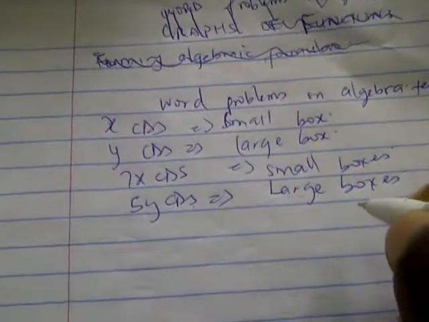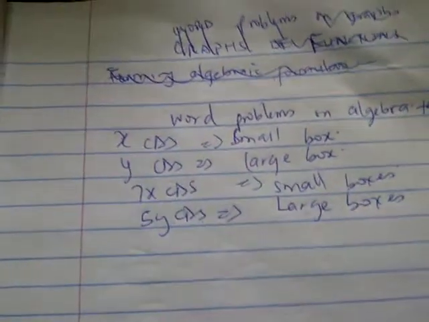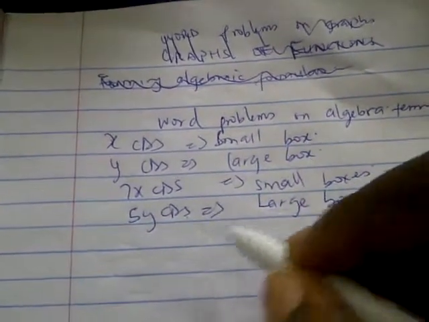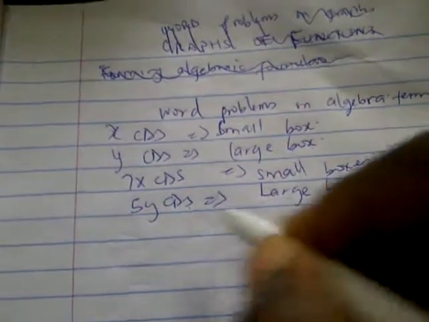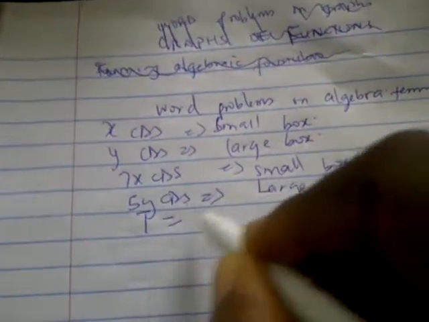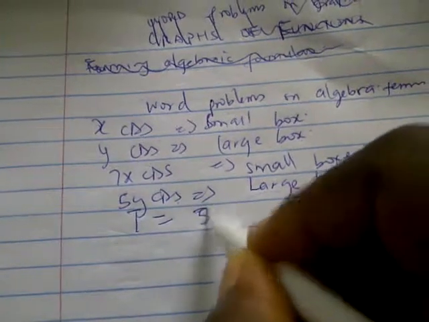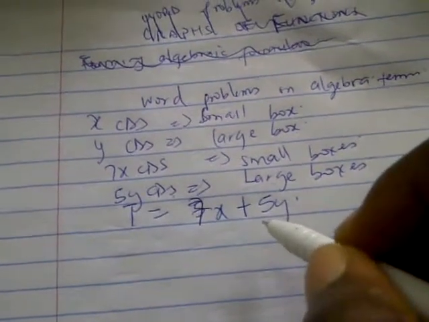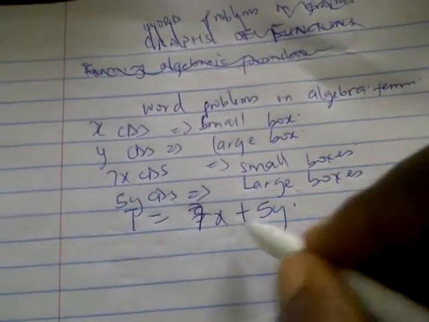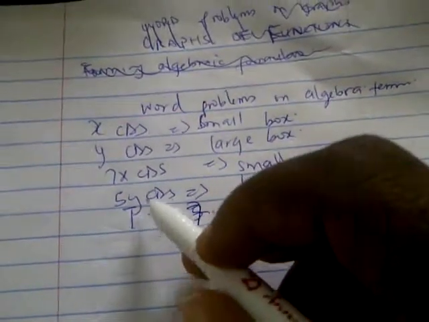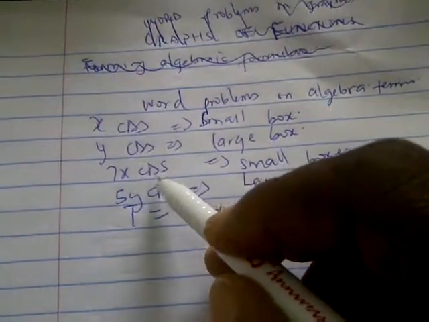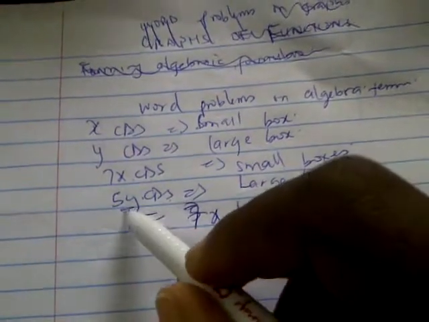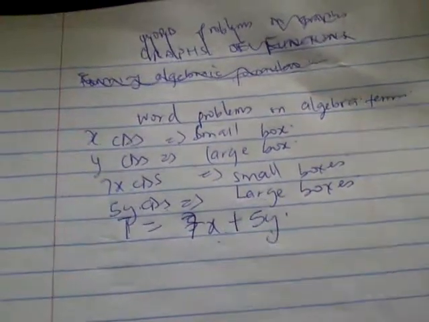Now this is more like trying to tell you to form an algebraic term with this. They could just give it to you in any way and tell you to form an algebraic term. Now we're told that T is equal to 7x plus 5y, because T is the total number of CDs in all these boxes. So since the total number of CDs in the small boxes is 7x, and the total number of CDs in the large boxes is 5y, T has to be 7x plus 5y.